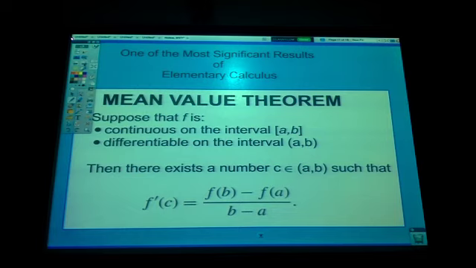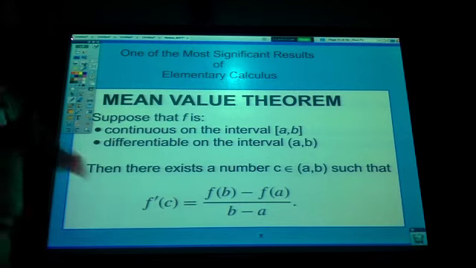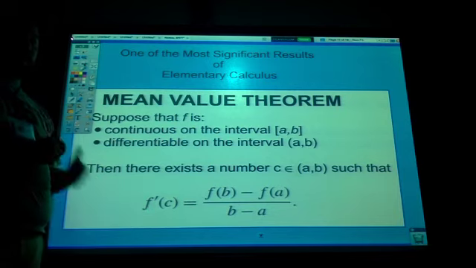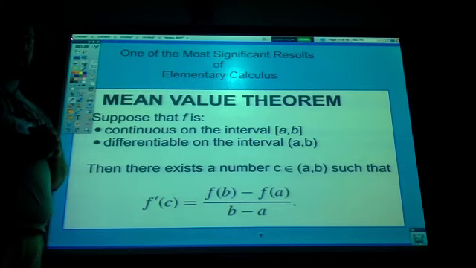Suppose that the function is continuous on the closed interval [a, b] and differentiable on the open interval (a, b). So the same two conditions as Rolle's theorem, but it does not have the third. Very important, it does not have the third. f(a) and f(b) could be anything. But if it's continuous and differentiable, then the mean value theorem says there exists a number c in (a, b), somewhere between a and b, such that the derivative evaluated at c is the same thing as (f(b) - f(a)) / (b - a).